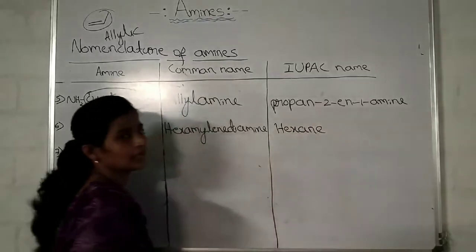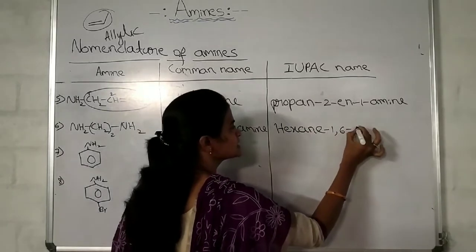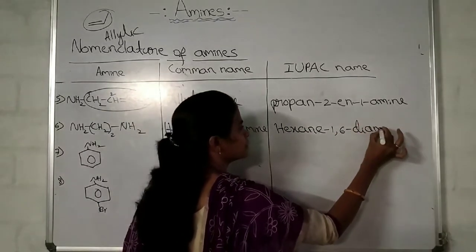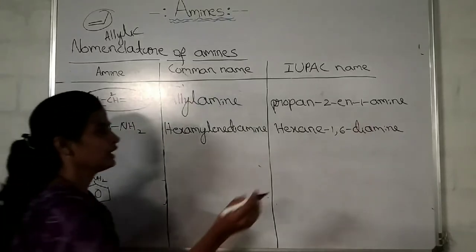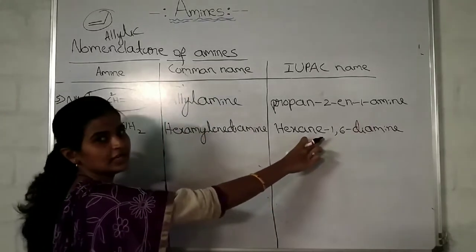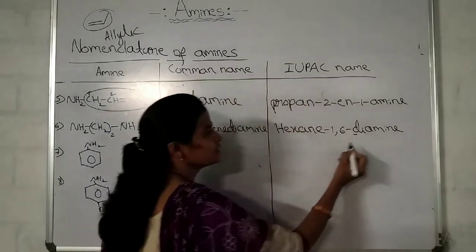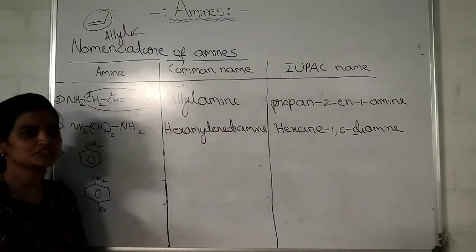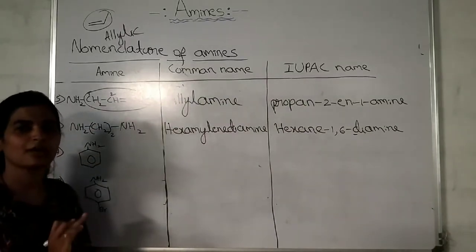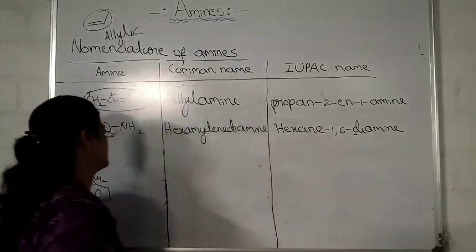Hexane. Hexane 1,6 diamine. Why have I not removed this E? Because 2 amine groups are there and it is not starting with the letters A, E, I, O, U. About this we have studied in the first PUC, organic compounds nomenclature part. Hexane 1,6 diamine.